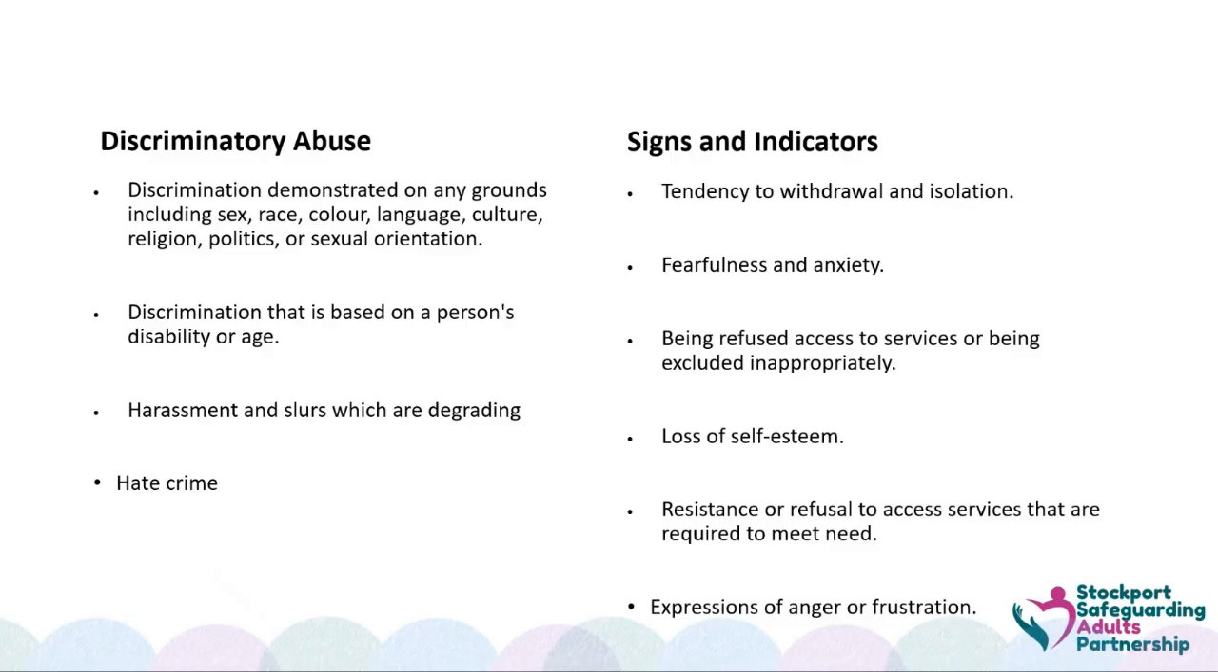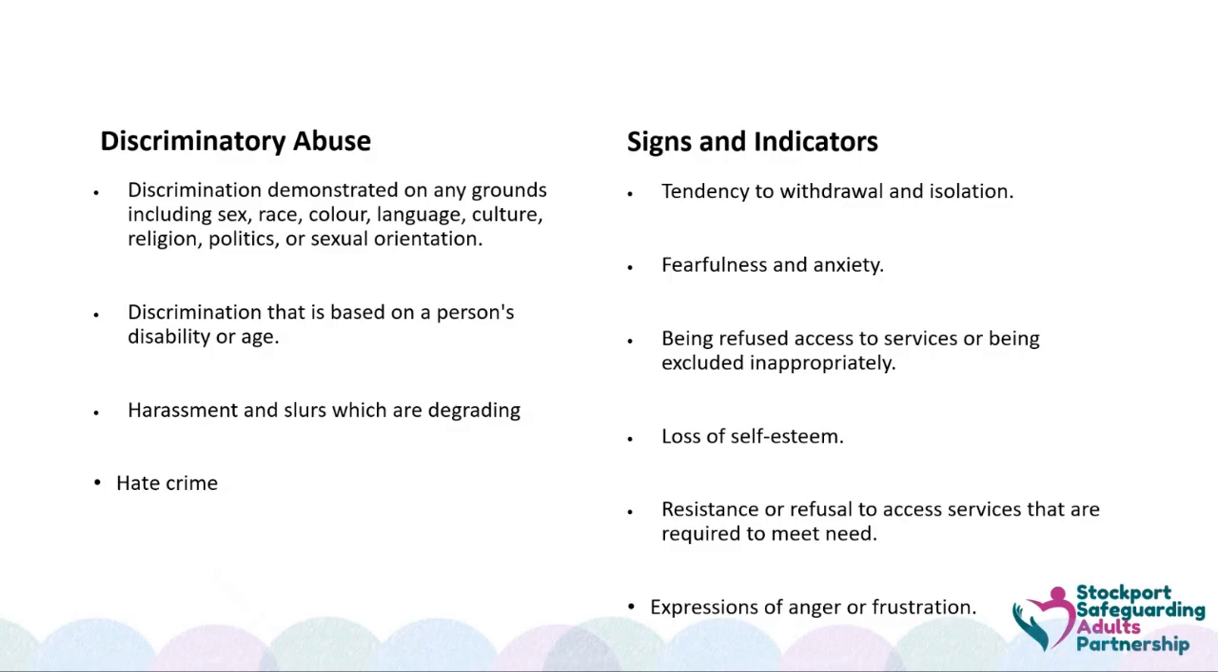Some signs and indicators for discriminatory abuse can include a tendency to withdraw and that individual feeling isolated. They can be fearful or have a general anxiety. They might be refusing access to services or being excluded inappropriately. They can display a loss of self-esteem. You might feel some sort of resistance or refusal to access services that are required to meet that person's needs. And they might display an expression of anger or frustration.